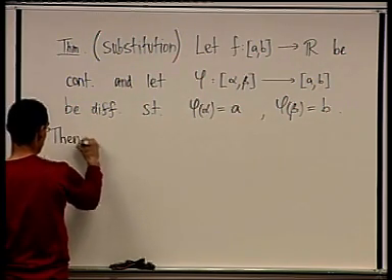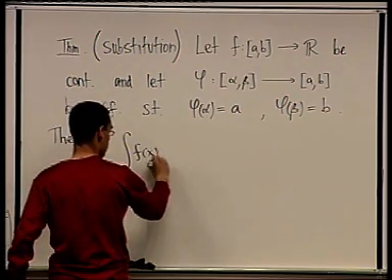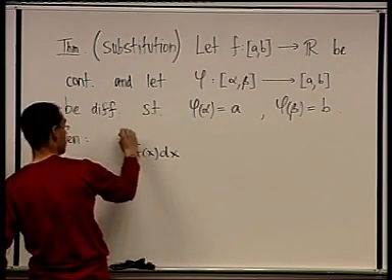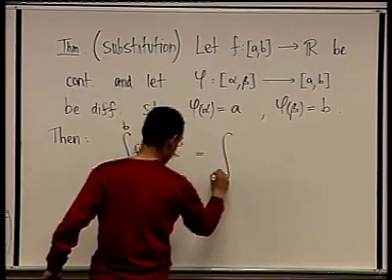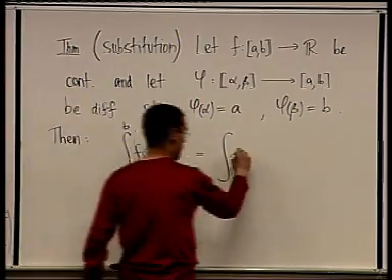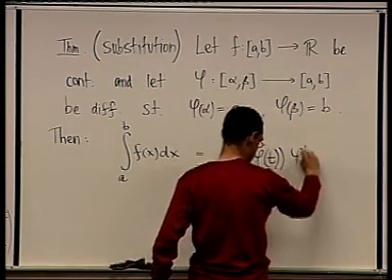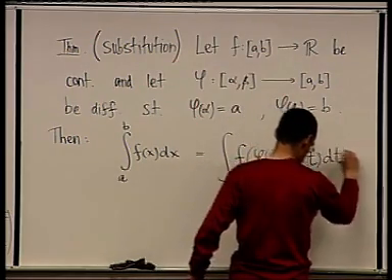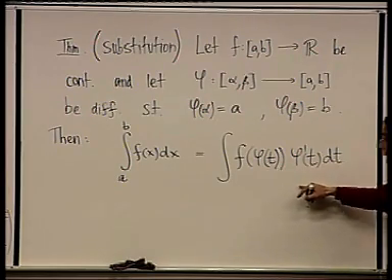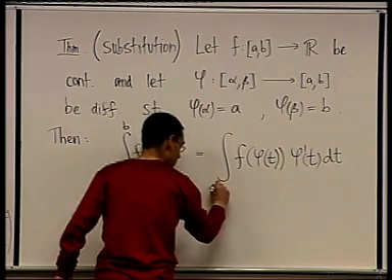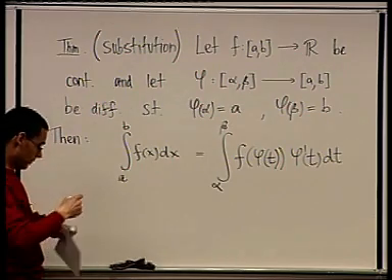Then, and this is the formula, the definite integral of f from a to b equals the integral, just like before, of f of phi of t times phi prime of t dt. Remember, this is what we had for indefinite integrals? But now there are bounds. Now it's a definite integral, and it goes from alpha to beta. Okay?